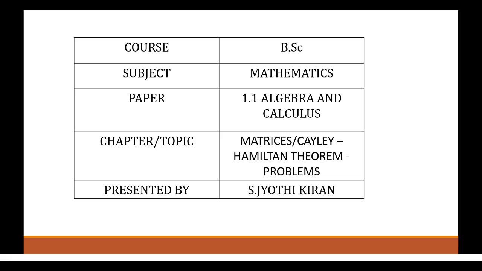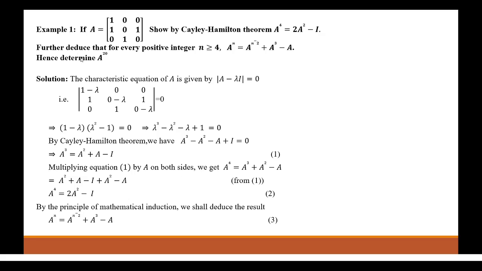Today I am going to explain Cayley-Hamilton theorem problems. In the first example, if A is a 3 cross 3 matrix, show by Cayley-Hamilton theorem A to the power of 4 is equal to 2A square minus I. Further deduce that for every positive integer n greater or equal to 4, A power of n is equal to A power of n minus 2 plus A cube minus A, hence determine A power of 20.